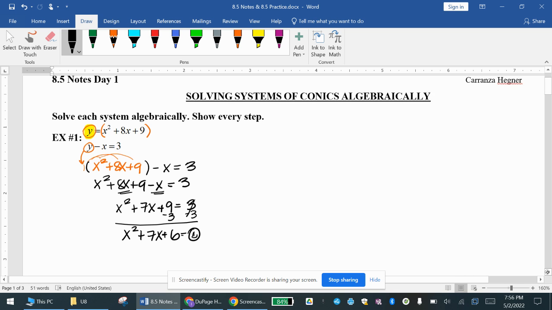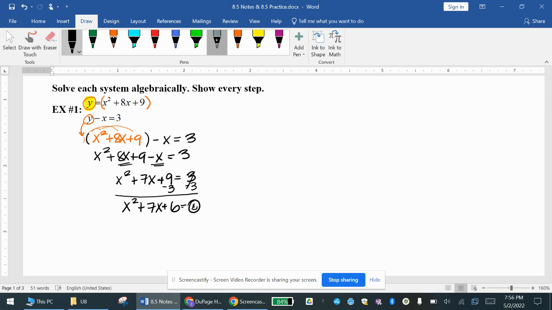Okay, so because this is a quadratic with a leading coefficient of 1, I'm going to go ahead and try to factor this. So I need two numbers that multiply to 6 and add to 7. The numbers that'll work are 1 and 6. Again, since the leading coefficient is 1, there's no need to split the middle term. I can just factor this as x plus 1 and x plus 6. So the two solutions are x equals -1 and x equals -6.